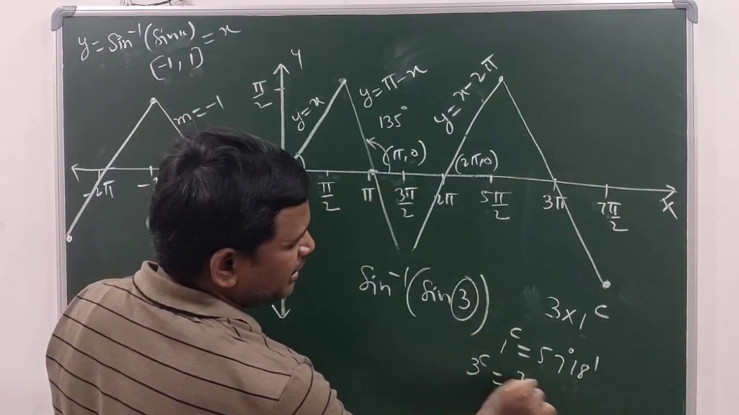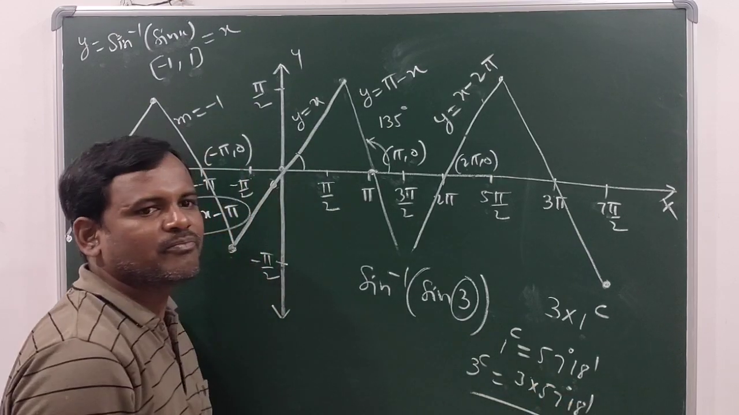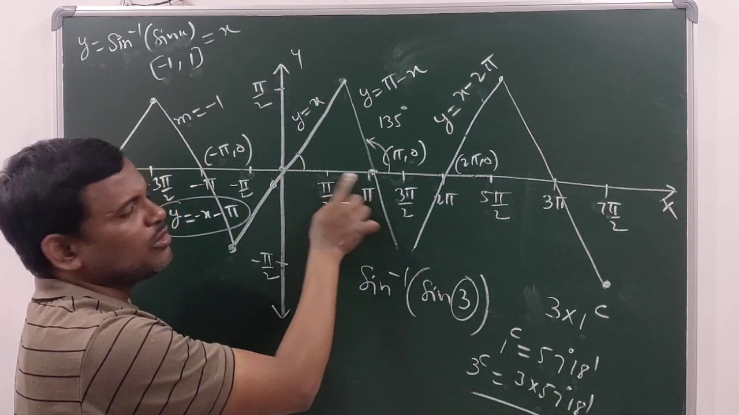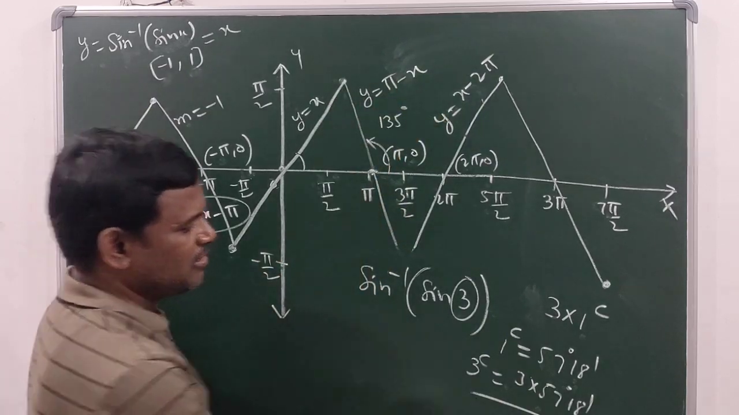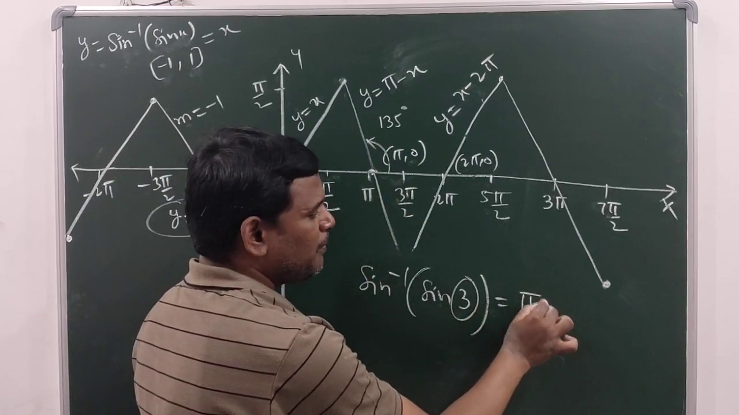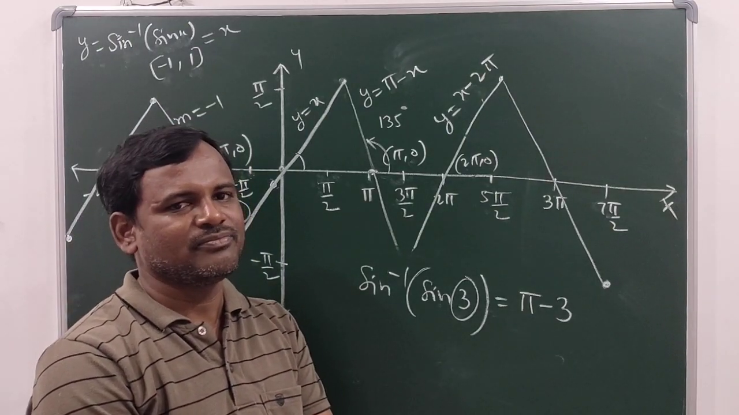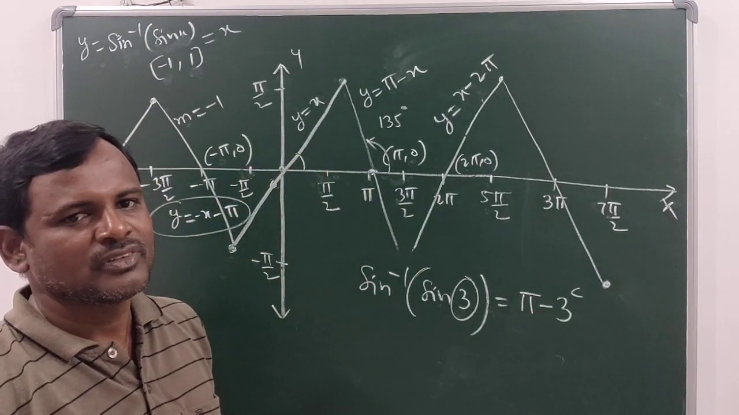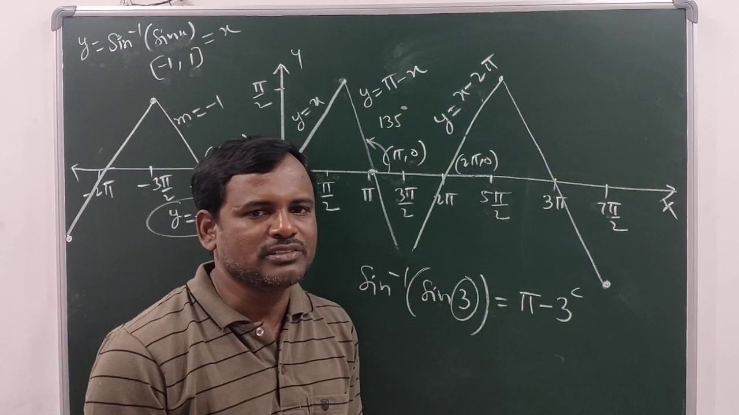So on simplification, 3 into 57 degrees 18 minutes, how much will it be? Around 170, which is smaller than 180, no? So here you have to prefer this line, pi minus x. So what is this result? Sine inverse of sine 3 is equal to pi minus 3. Okay, students? 3 is there in radian measure, so based on this we will get applications in competitive exams.